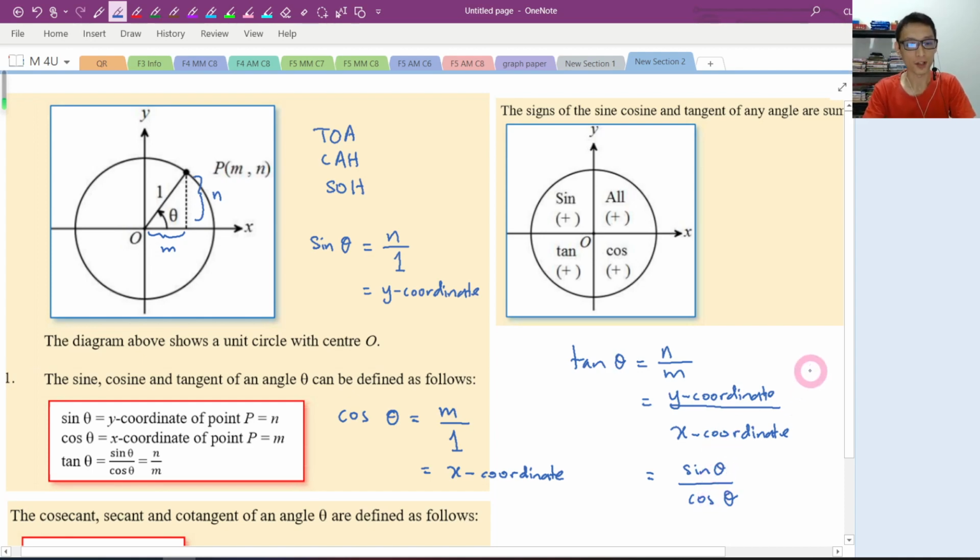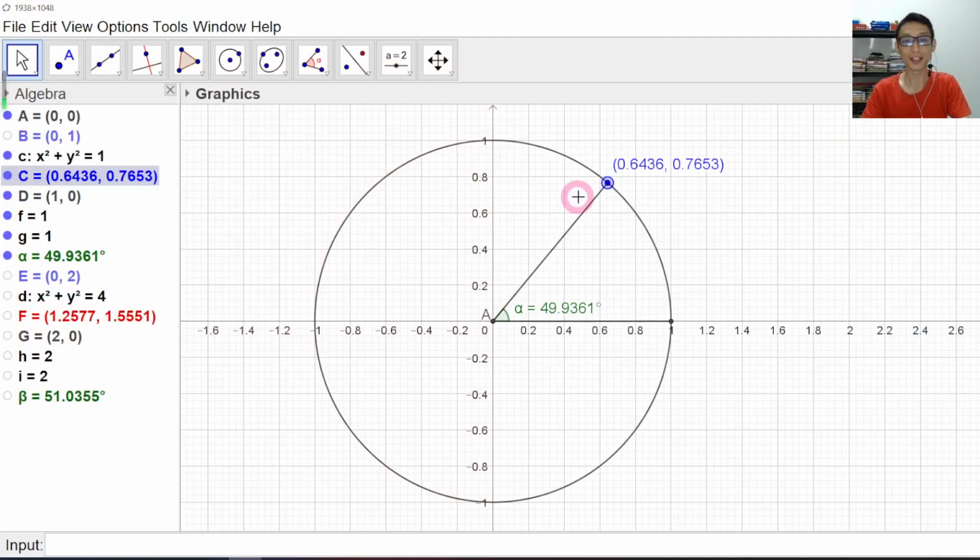Okay, let me give you an example. Look at this one. Here I have a unit circle. You will notice that the radius of this circle is equal to 1 unit. Now let's say I ask you what is the value of sine 49.94 degrees, I just rounded off this angle to 2 decimal places. You don't have to calculate. You know that this is a unit circle, so if I ask you sine theta, sine of this angle, you just take the y coordinate.